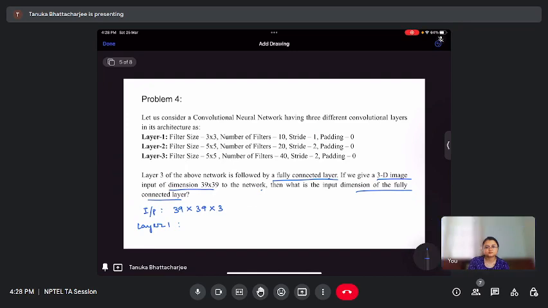37 into 37 into 10. Yeah, correct. Simply you make it go through the same formula. So, 39 minus the filter size 3 gives 36, divided by stride 1, so 36 plus 1, so 37. 37 cross 37 and you have 10 filters, so 10 channels here: 37 cross 37 cross 10. Now, similarly, what will be the output shape for layer 2?